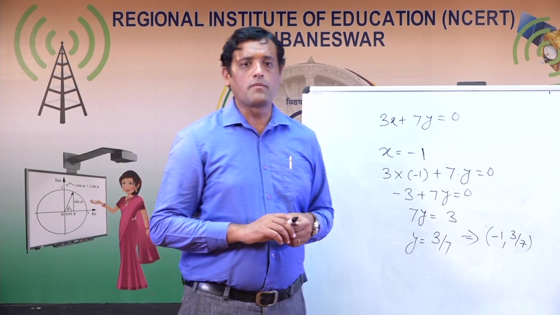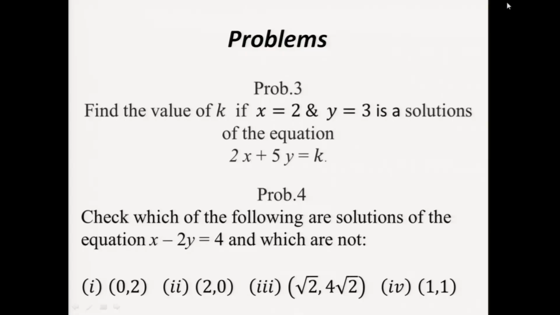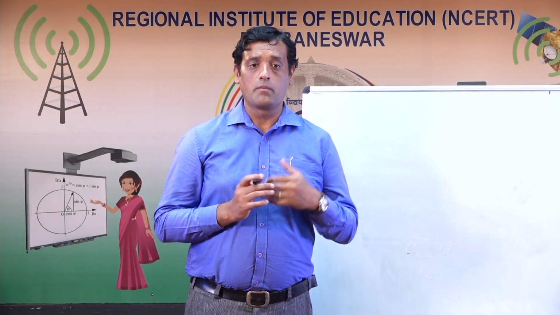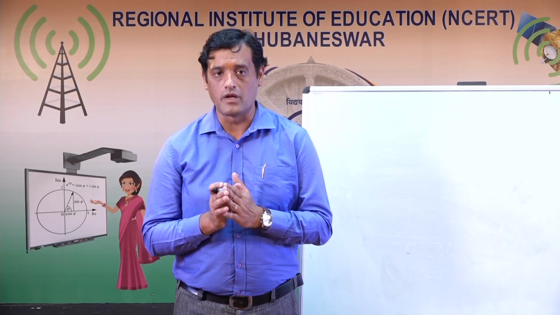Now we are having problem number 3. This is slightly different. Now what we are saying: find the value of k if x equal to 2 and y equal to 3 is a solution of the equation. Very interesting problem. Here the question is asking for the value of k. But the important point is that x and y are given to us as a solution.